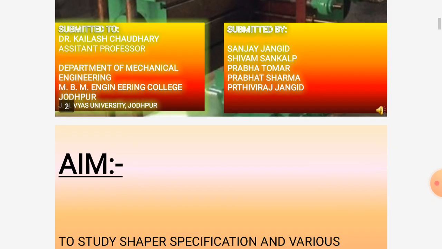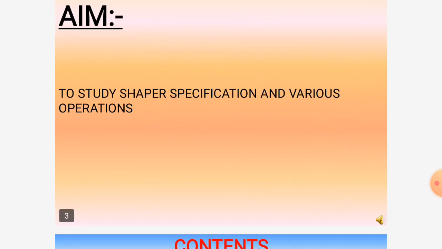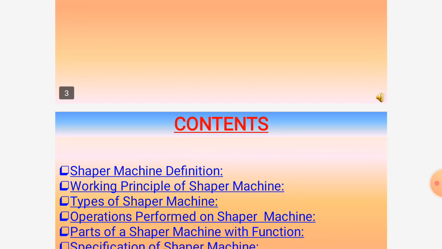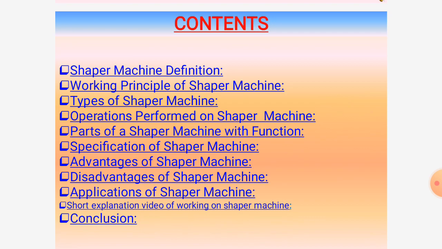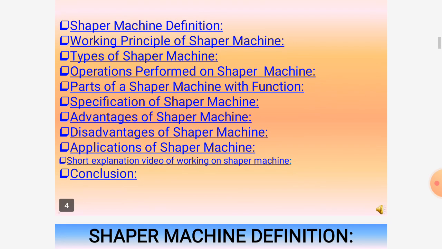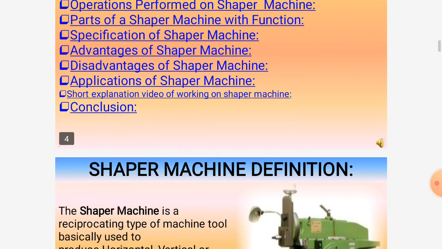Our topic of presentation is shaper specification and its various operations. In this presentation, we will study the shaper machine: definition, working principle, types of shaper machine, operations performed on a shaper machine, parts of a shaper machine with their functions, specification of a shaper machine, advantages, disadvantages, applications of a shaper machine, and a short video.